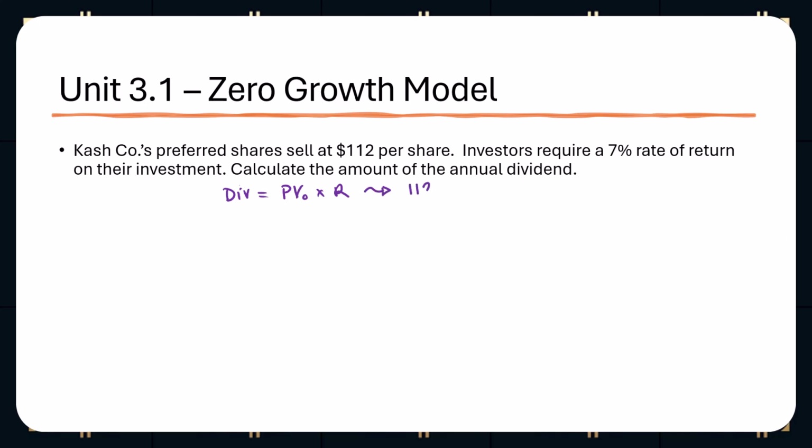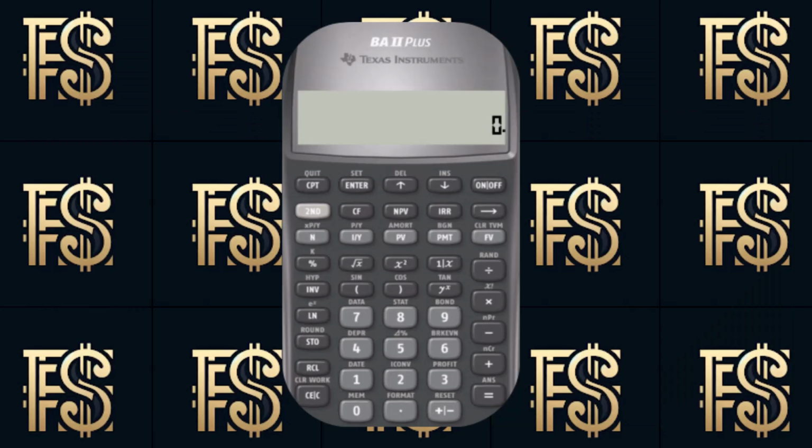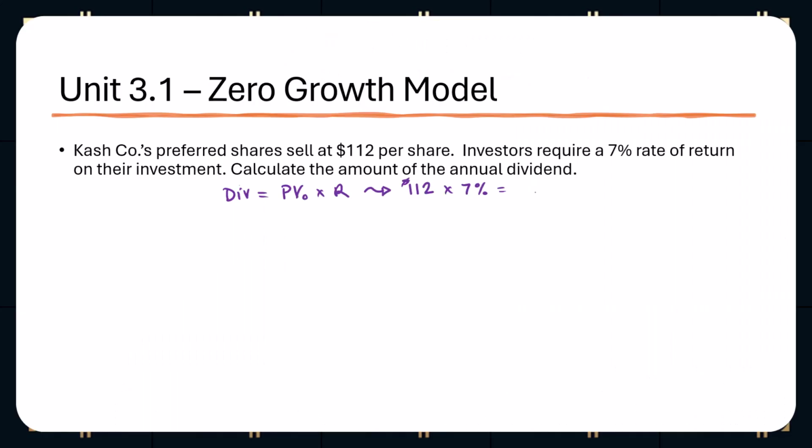So we take the $112 per share and we multiply it by the 7% rate of return that's required on this investment. And we find the investor is expecting a dividend of $7.84 on this preferred share.